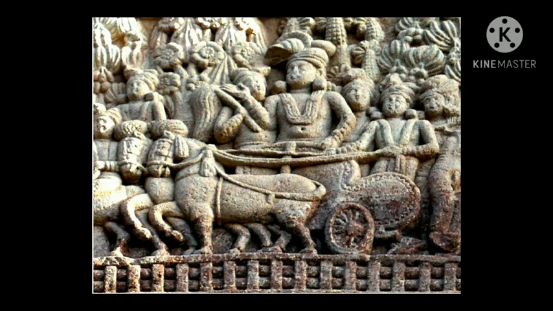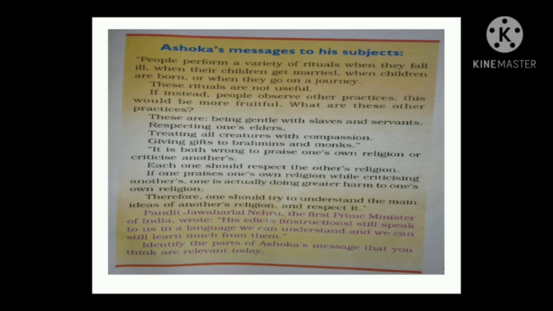We have already discussed that Ashoka gave so many inscriptions to his subjects. One of the inscriptions you can see in your textbook. Please try to read it. With this topic, we are ending this chapter.